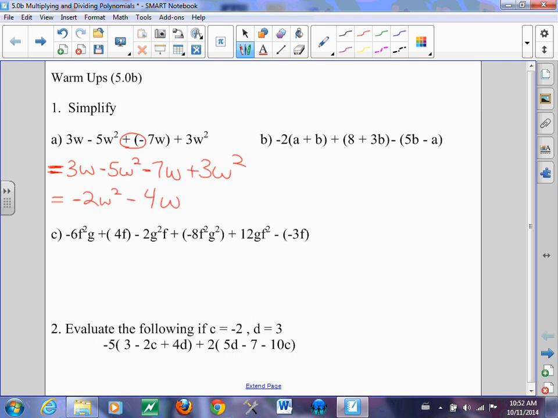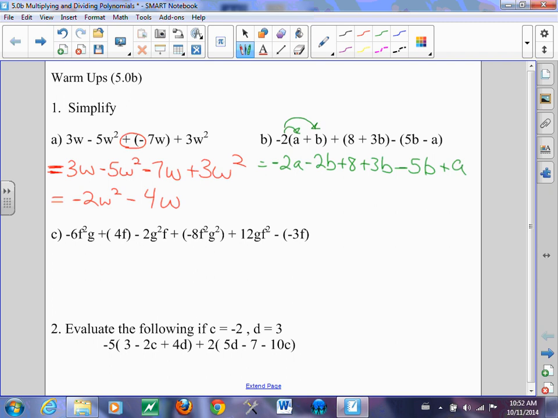All right, taking a look, ladies and gentlemen, at the second example here. What you need to do is use the distributive law, so you multiply through. For the first one, it's going to be negative 2a minus 2b. Then we realize this is just a positive 1, so just drop the brackets. So plus 8 plus 3b. And here, ladies and gentlemen, it's a negative sign, so it's going to change the signs in the brackets. We've got a negative 5b and a plus a.